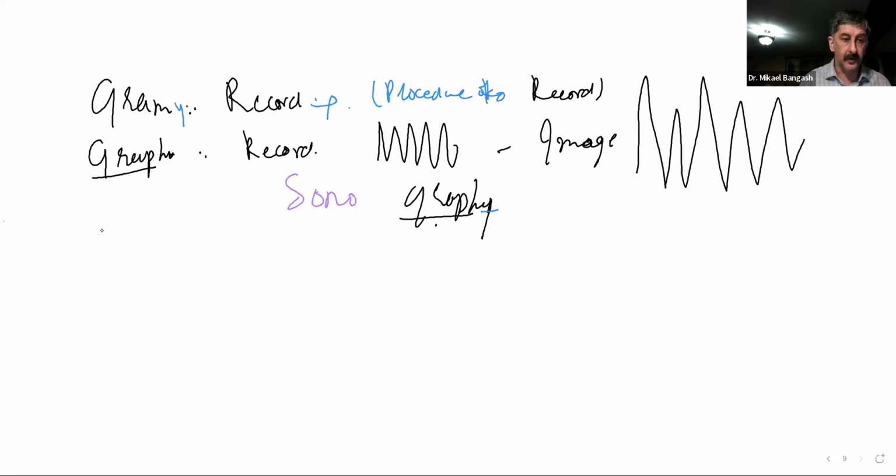Here the word son comes from the word, or means, sound. The O is just a combining vowel. So mainly we use sound to create, in this case, not a graph, but actually an image. That's why they call it sonography.